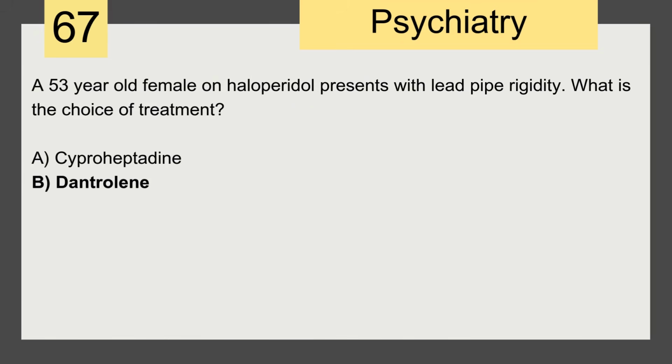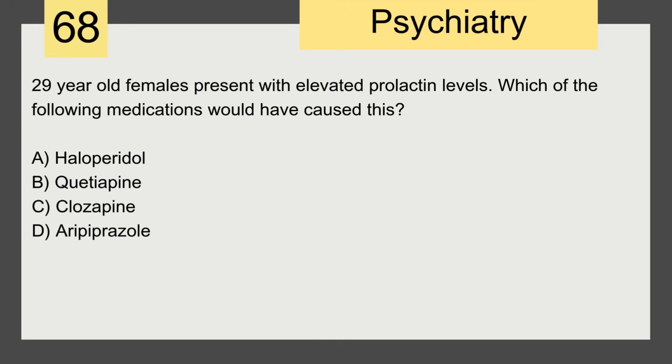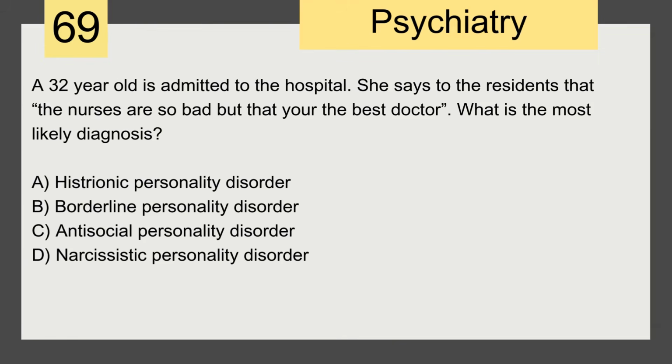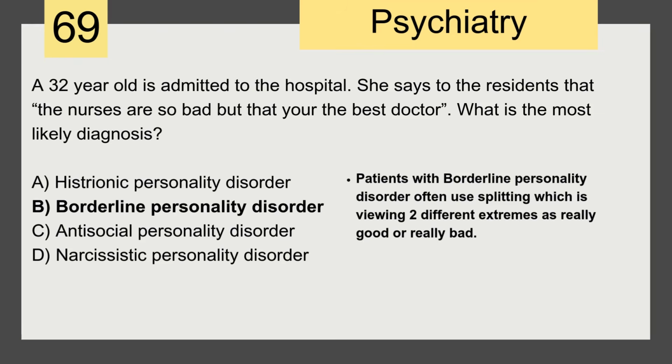Question 68. A 29-year-old female presents with elevated prolactin. This is seen in first-generation antipsychotics, specifically haloperidol. It's also seen in risperidone, but between the first and second-generation antipsychotics, we see it more in the first generation. Aripiprazole, by the way, actually reduces the amount of prolactinemia, which is quite interesting. Question 69. A 32-year-old is admitted to the hospital. She says to the residents that the nurses, quote, are so bad, but that you're the best doctor. This is splitting, seen in borderline personality disorder.